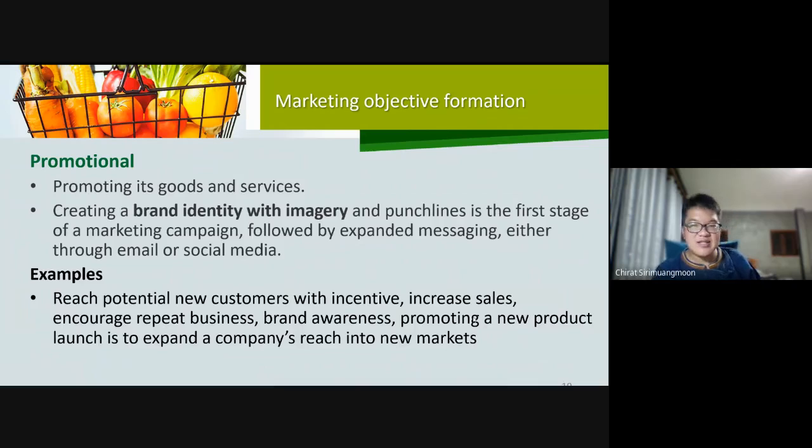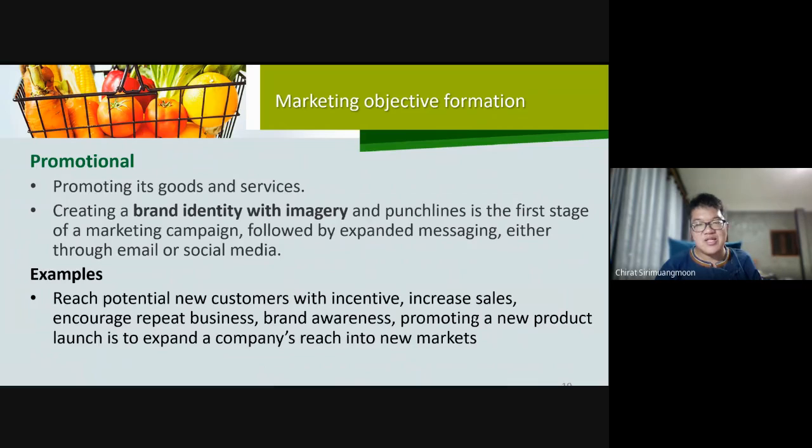Last one of the examples is promotional. Promotional is promoting the goods, products or services. It seems linked directly to creating a brand identity and imagery. So promotion is not just providing a product, it's about the image as well. You do this because you need to let people know about the products.